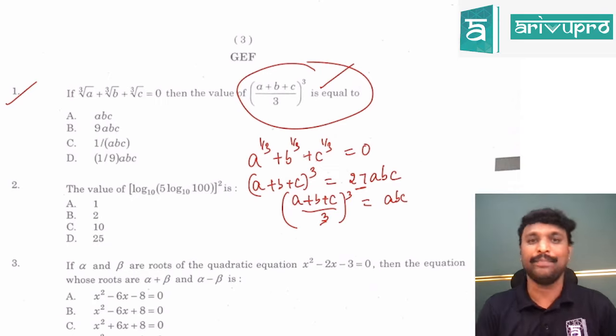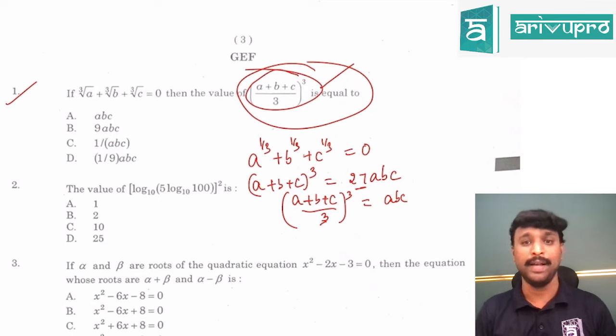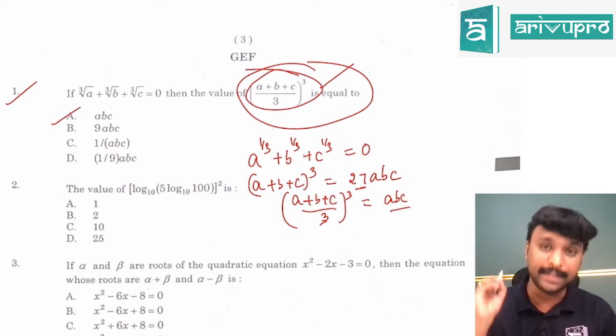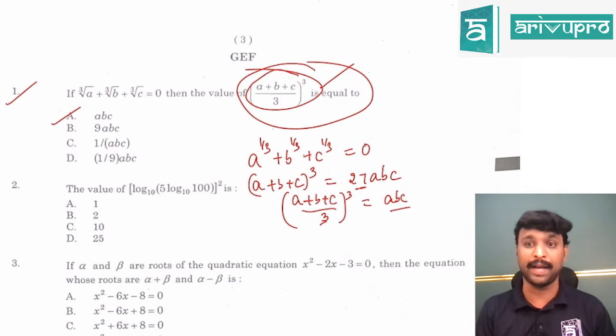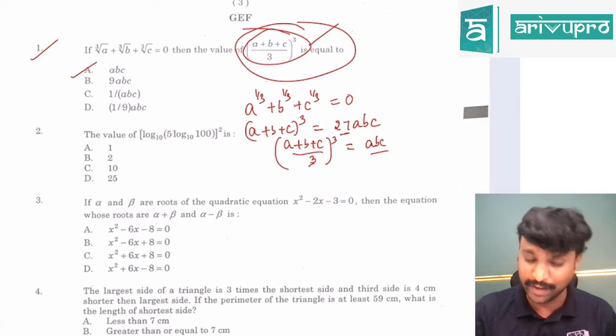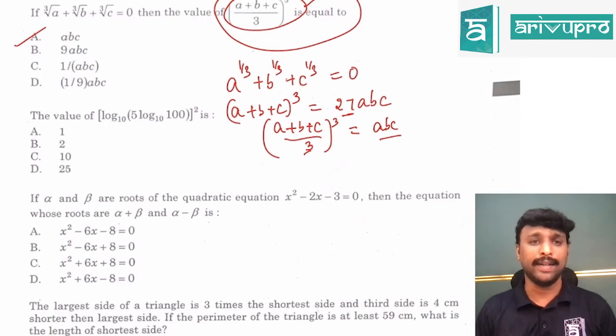So the required expression is basically a plus b plus c the whole cube divided by 27. So therefore the answer is abc. Guys, this was one of the discussed topics in the material given by me, and also in the marathon, so you can refer to it. We have discussed this in the marathon videos. All right, look at the next question, guys.